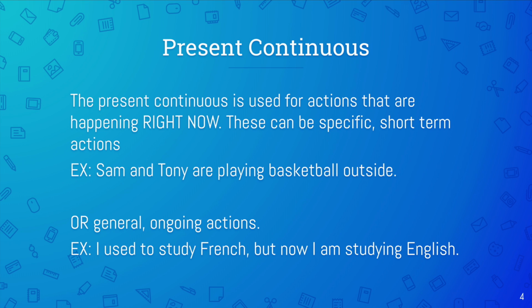The present continuous is used for a number of different situations, but the most common is for actions that are in the middle of happening right now at this present moment. These can be specific, short-term actions, like the first example, Sam and Tony are playing basketball outside, or general, ongoing actions. I used to study French, but now I am studying English.